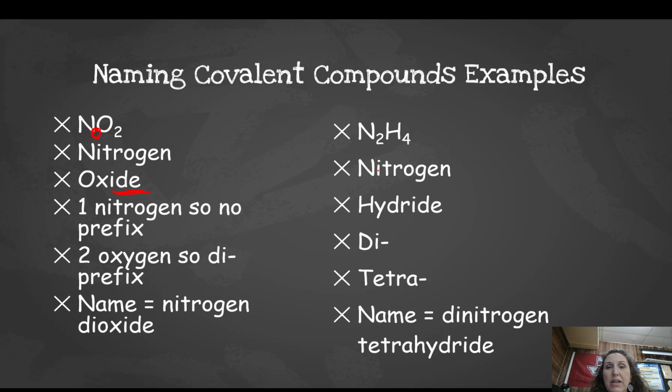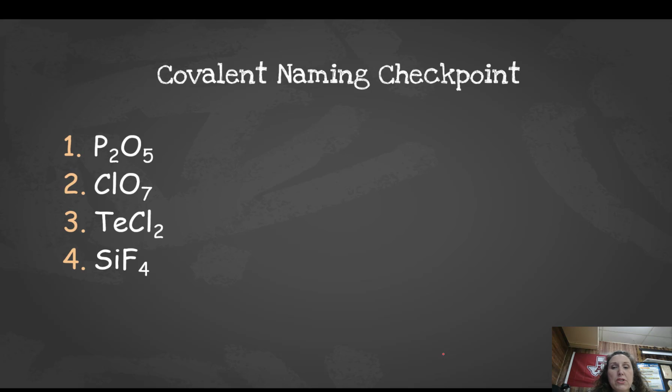All right, next one. N2H4, nitrogen hydride. Remember the IDE ending. Now I'm going to go back and add my prefixes. So nitrogen has 2, di. Hydrogen has 4, tetra. So this is dinitrogen tetrahydride. All right, so pause this video and see if you can complete these.